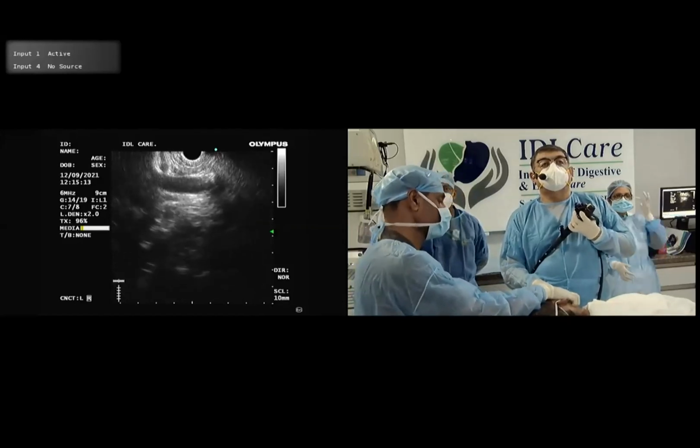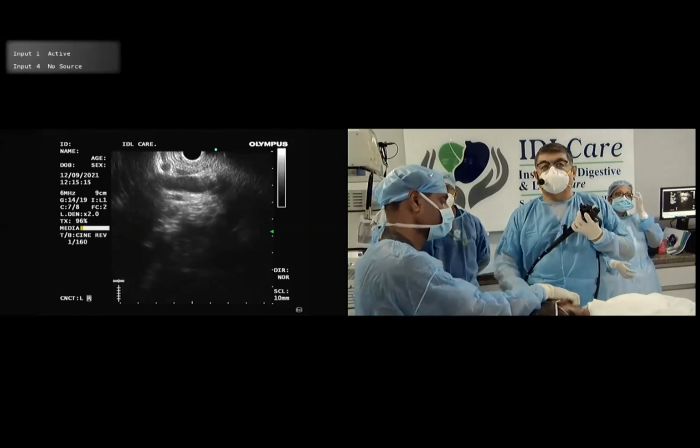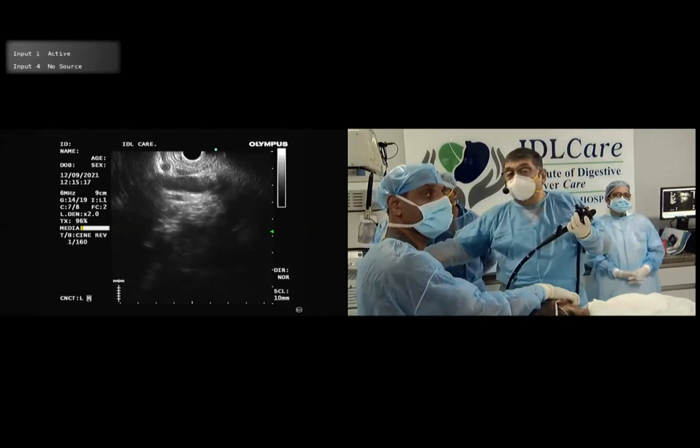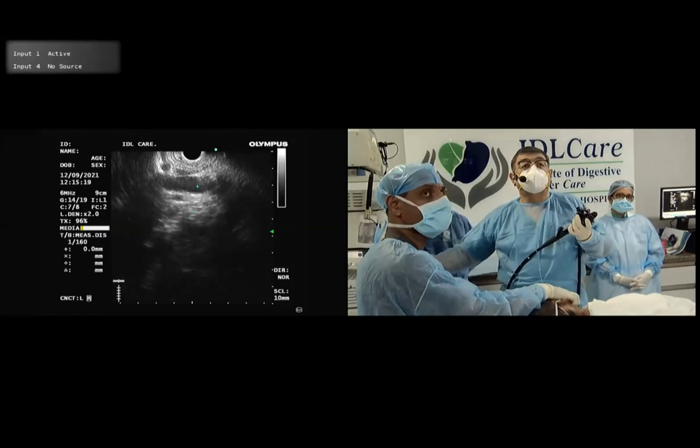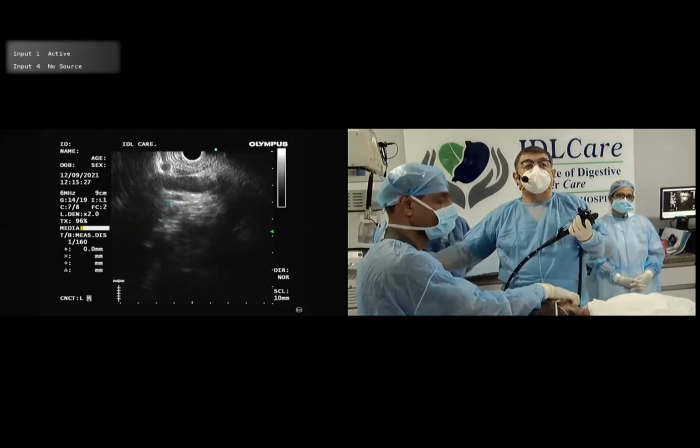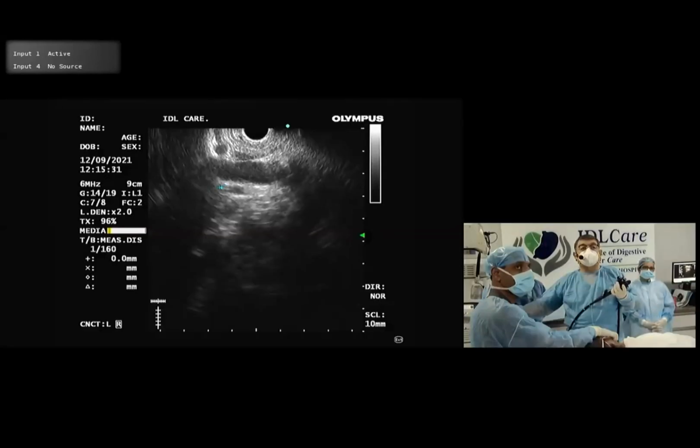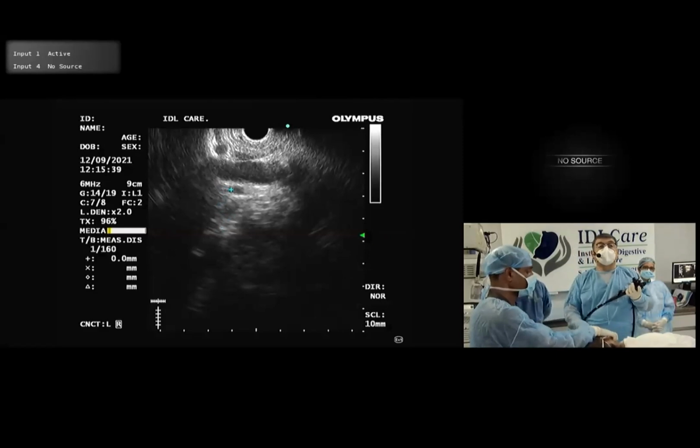So here is the portal vein, and here is the bile duct. This is the edge of the pancreas here. So this is the bile duct before entering the head of the pancreas. And this area, the white area, is the duodenal bulb. So all this you are seeing from the stomach. We have not entered the duodenum as yet.